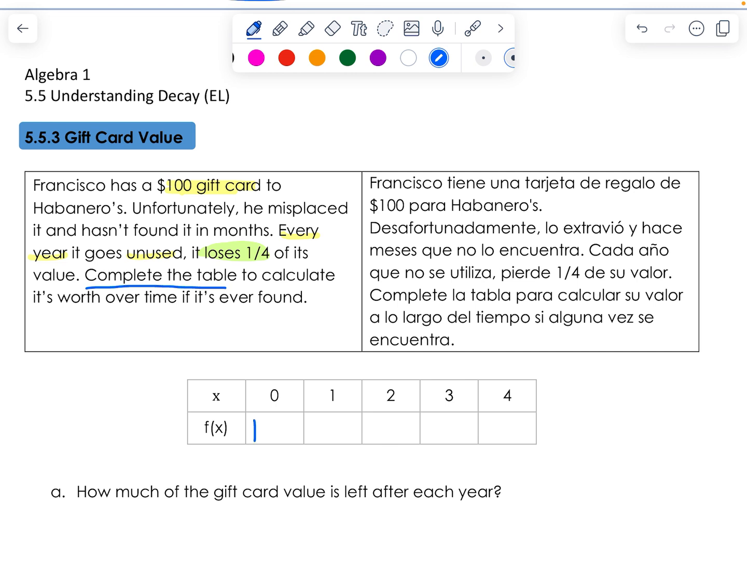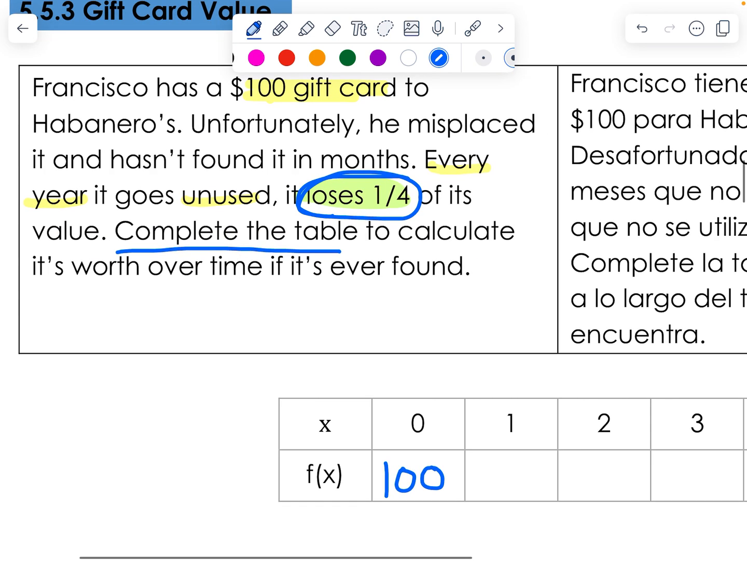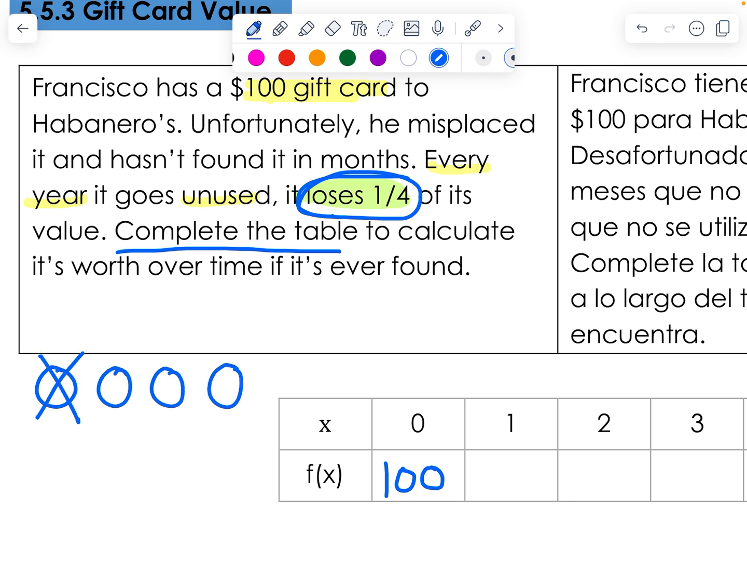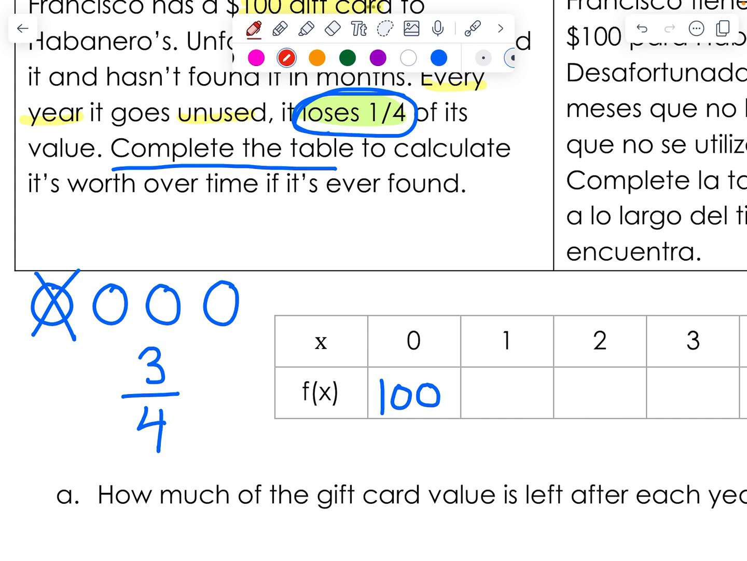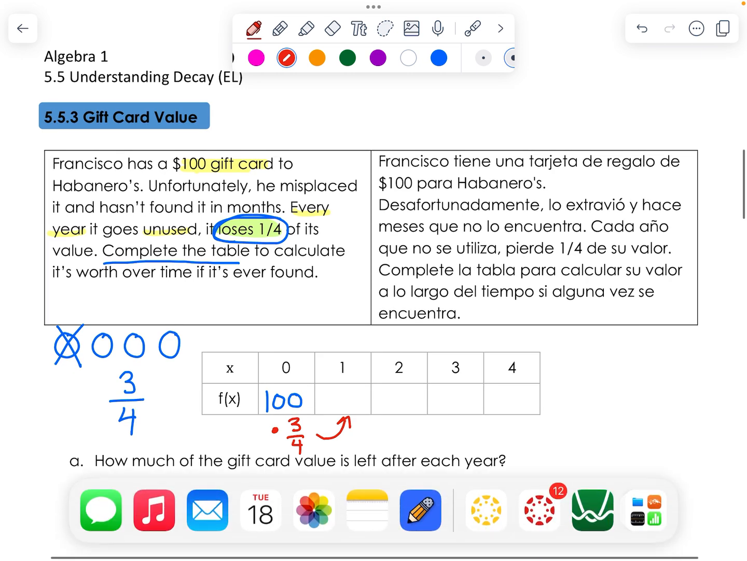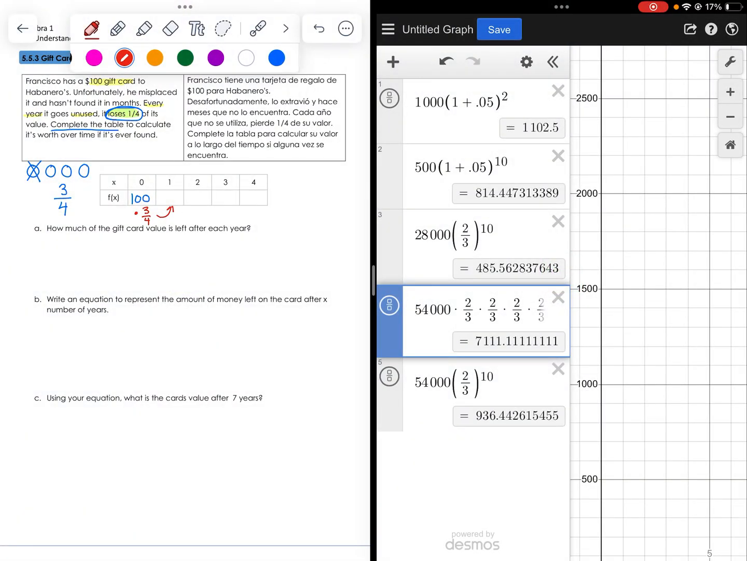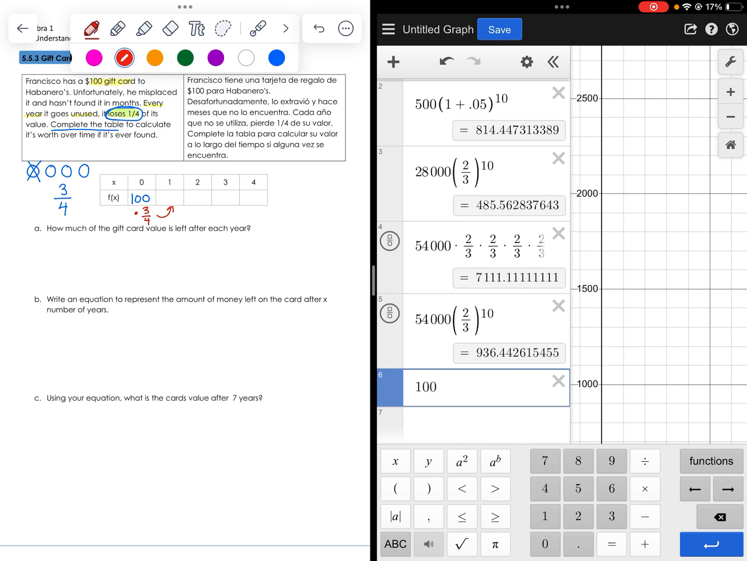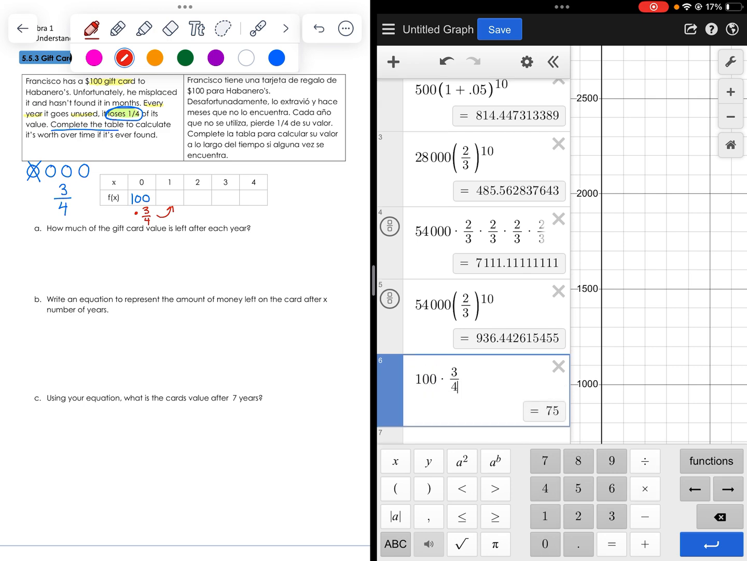So the gift card starts at $100. We are losing 1/4. How much is left? So think about it. If we have 4 cookies and we lose one of them, we are left with 3 out of the 4 that we had. So we are going to multiply by 3/4 to get our next number. So if we do 100 times 3/4, we get 75.